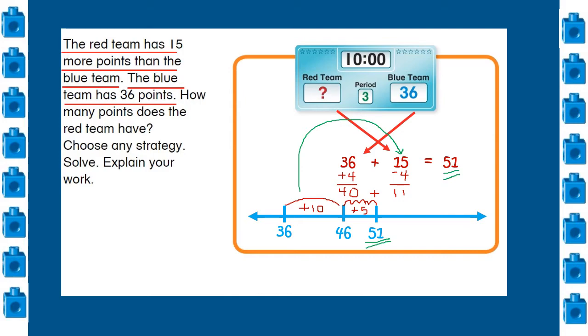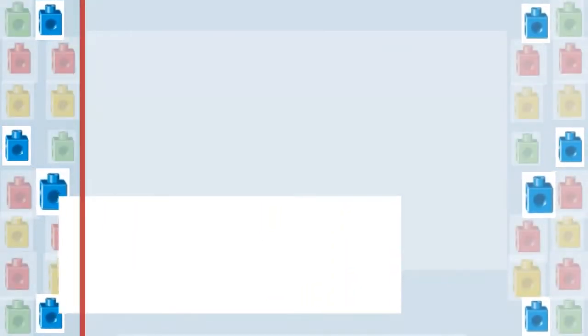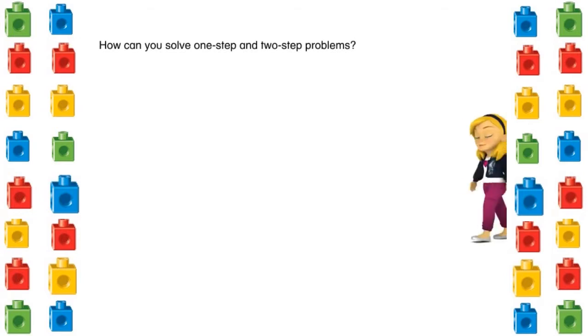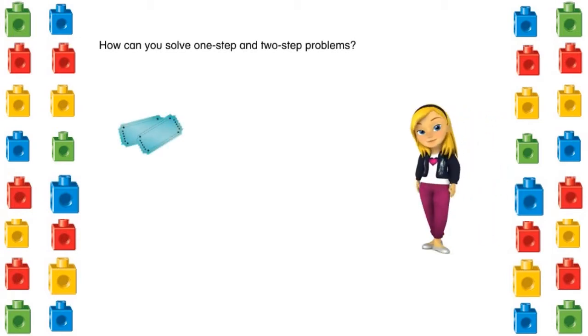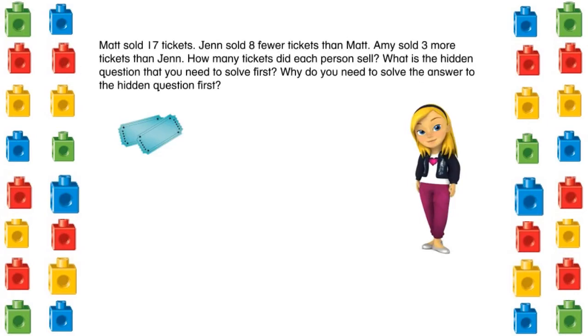Let's take a look at another example here. How can you solve one-step and two-step problems? Matt sold 17 tickets. Jen sold 8 fewer tickets than Matt. Amy sold 3 more tickets than Jen. How many tickets did each person sell? What is the hidden question that you need to solve first? Why do you need to find the answer to the hidden question first?